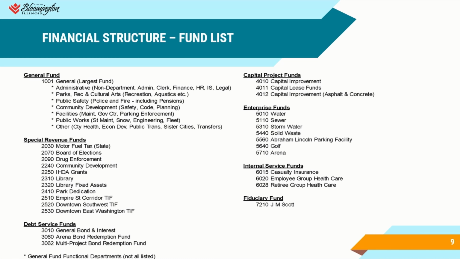Enterprise funds include water, sewer, storm, solid waste, the Abraham Lincoln Parking Facility, golf, and the Arena Fund. Internal service funds include casualty, employee and retiree group health, and finally the fiduciary fund includes the John M. Scott Healthcare Trust.